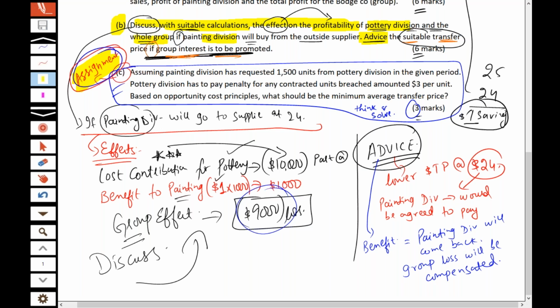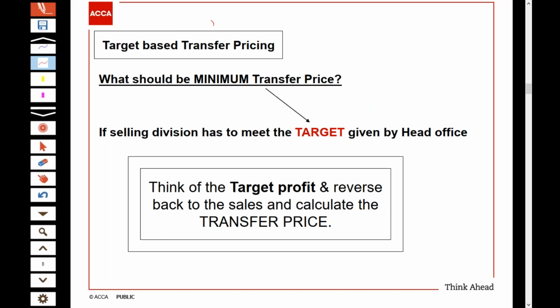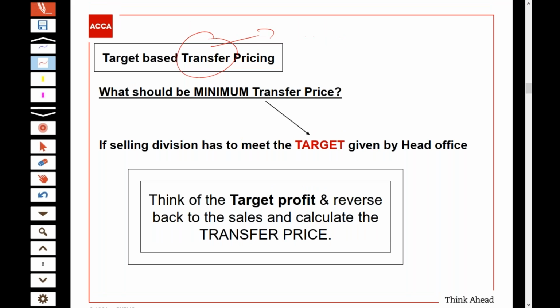So this was the pottery division. Now I am coming towards the next lecturing slide. Now this is the target based transfer pricing. The methodology is totally changed. Now this is the changed method of setting the transfer price. What is written? This is the target based transfer pricing.